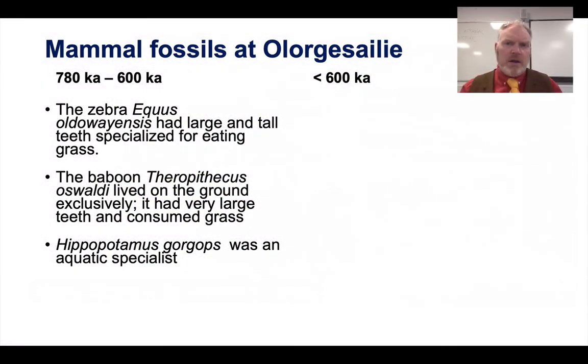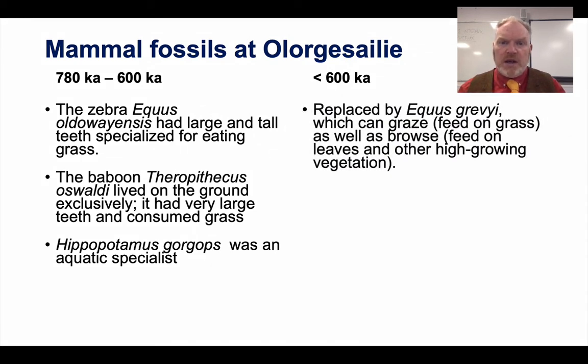If we look at the response of other mammals, not the hominins, of other mammals that we find fossilized in the same site that clearly lived within this environment, up to about 600,000 years ago, there were species of zebra that was a specialized adaptation for eating grass, a baboon, a ground-living baboon, again, that consumed grass, and a water-dwelling hippo. After 600,000 years, we see change.